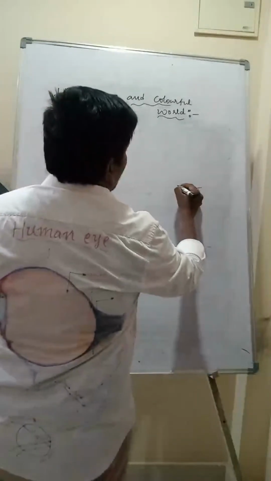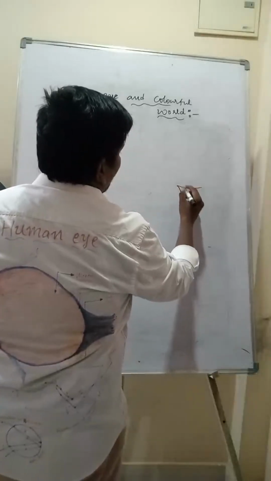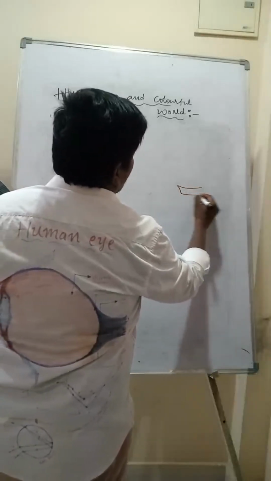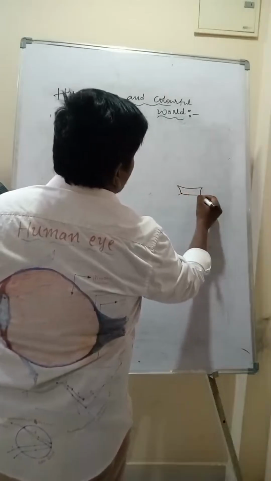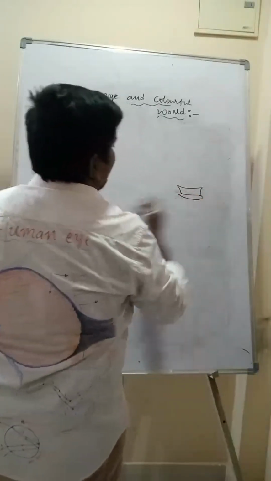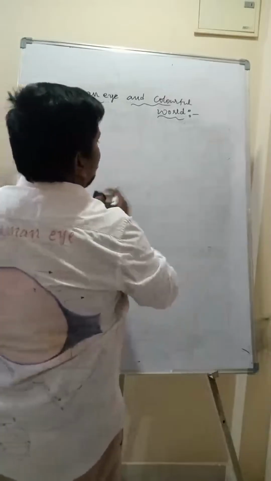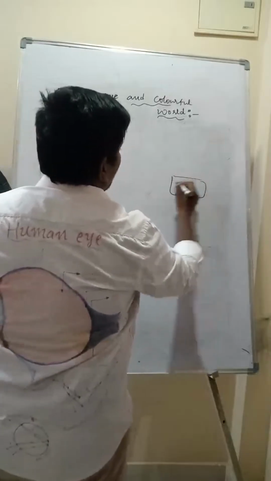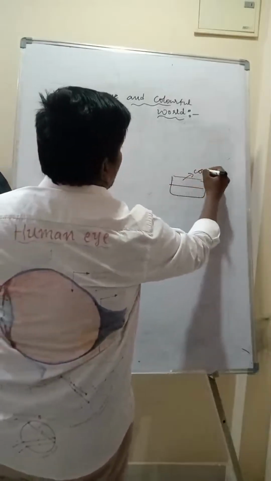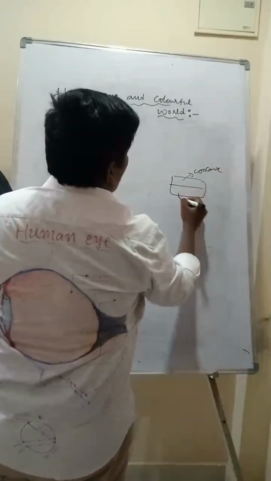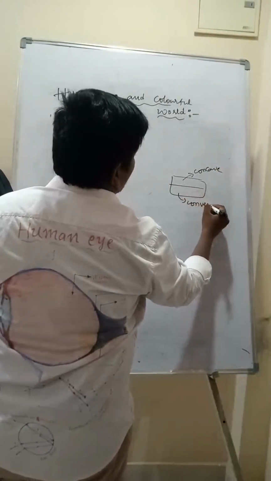So here I am taking a convex lens. Like this I am taking. The upper portion will be there, so here the upper portion is concave, and the lower portion is convex lens that we will be using.